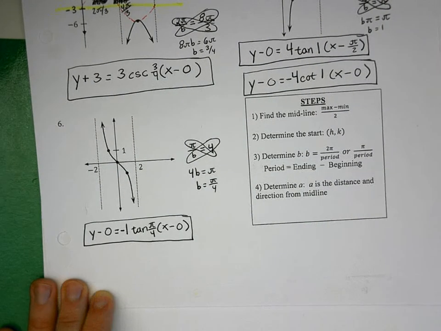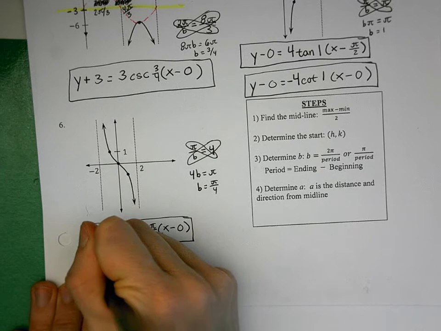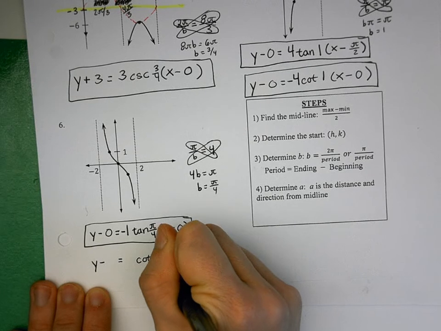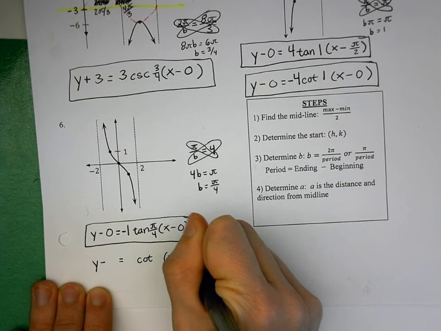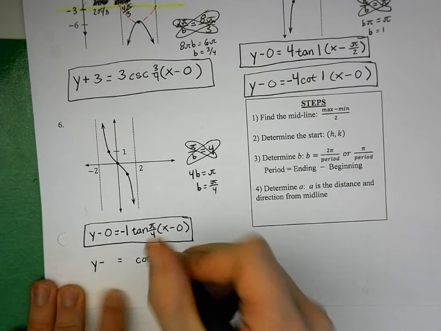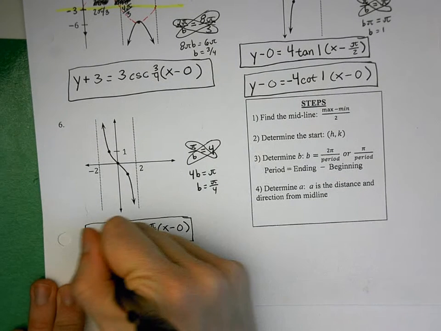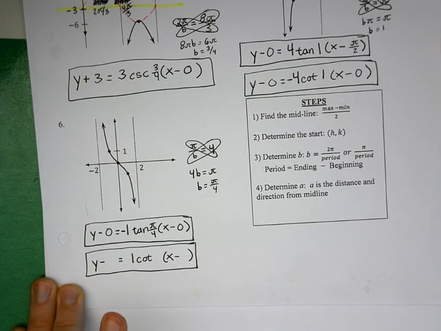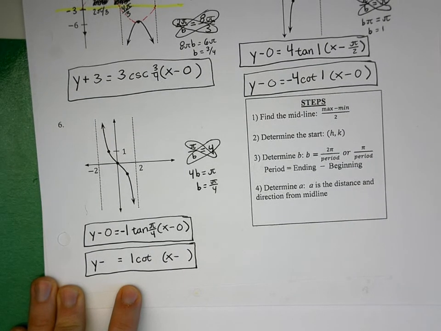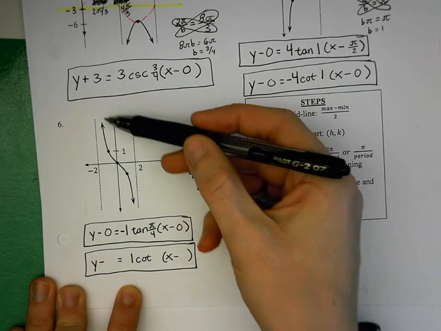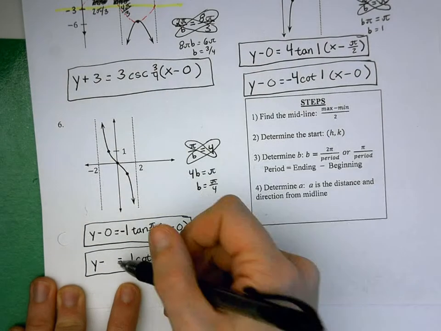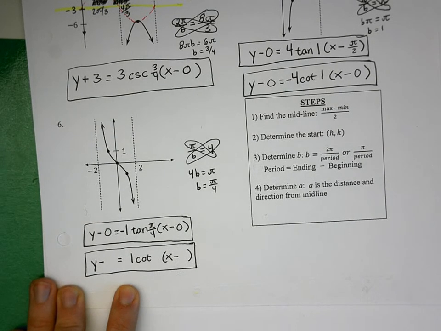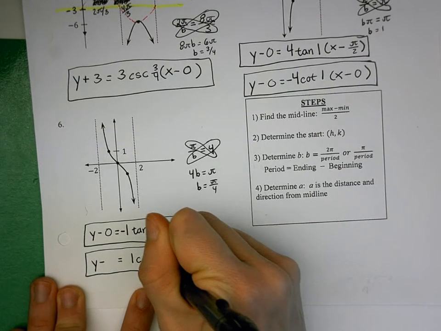Okay, cotangent up next. Y minus k equals a times cotangent of b of x minus h. Okay. Well, amplitude for cotangent, same amplitude as tangent, 1. The only thing that does change is the sign, because while this tangent is a negative tangent, it's a positive cotangent, and so we're going to leave it as 1. Period's always the same between both tangent and cotangent, so we're good to go on period.